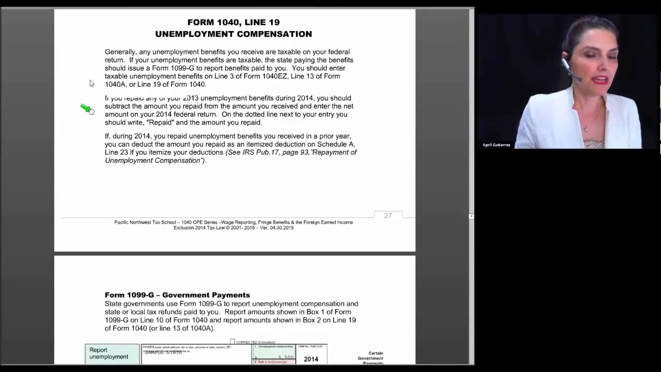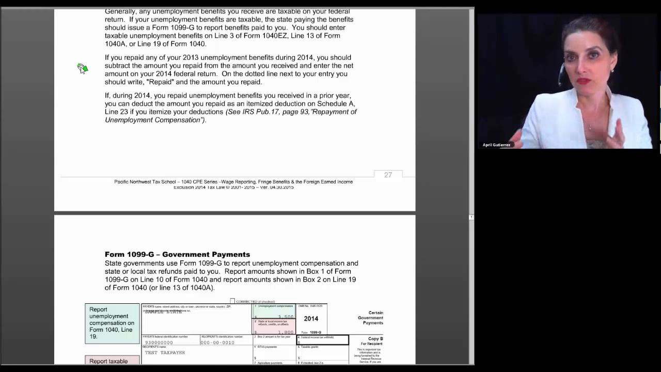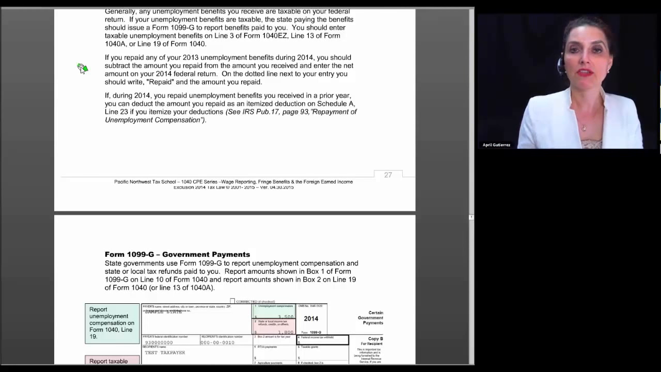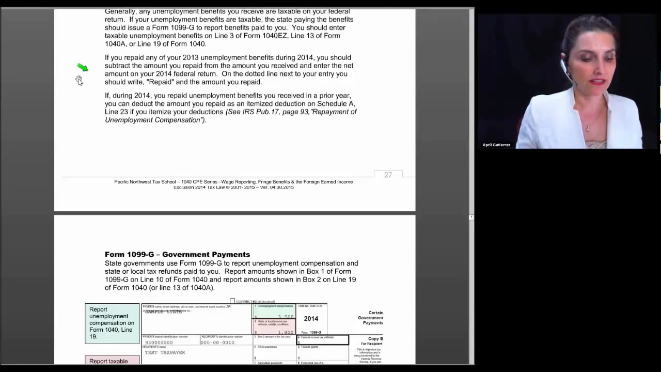If you repaid any of your unemployment during the year, so you received 2013 unemployment benefits and then you repaid them in 2014, you should subtract the amount that you repaid in 14 from any amount that you received in 14. But if the amount you received in 14 is less than the amount that you're repaying for 13, you're going to need to claim that on Schedule A. But if you do make a repayment in 14 for 13 unemployment, and you also received benefits in 14.